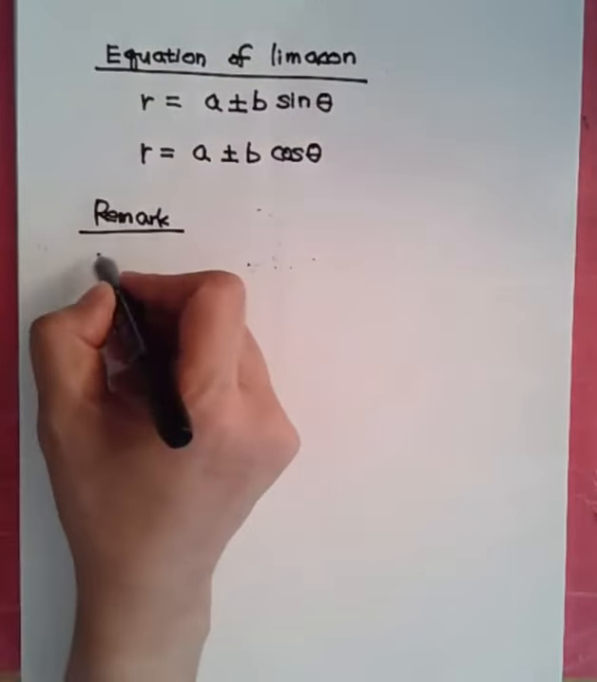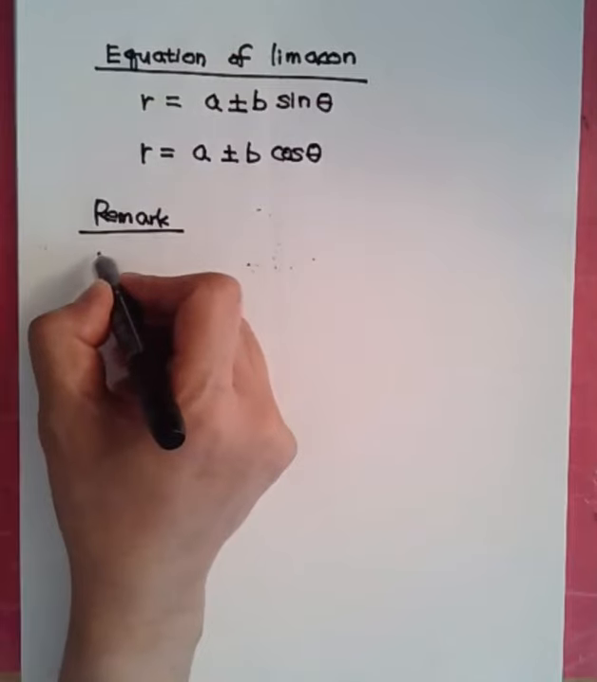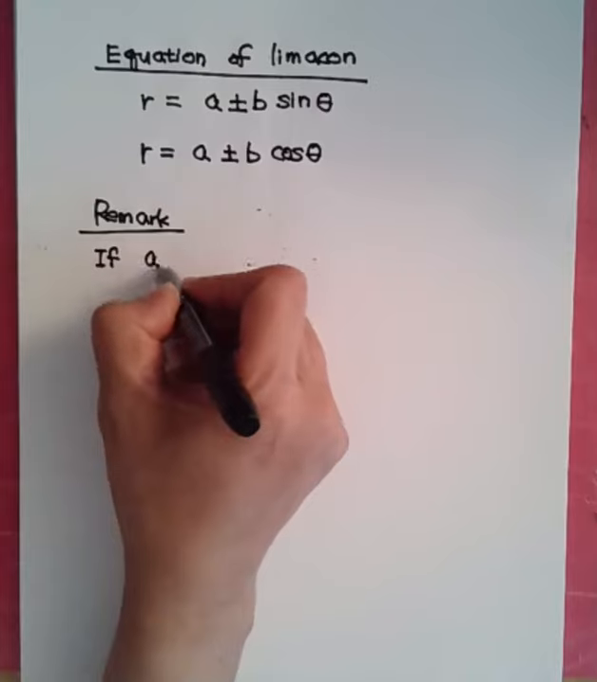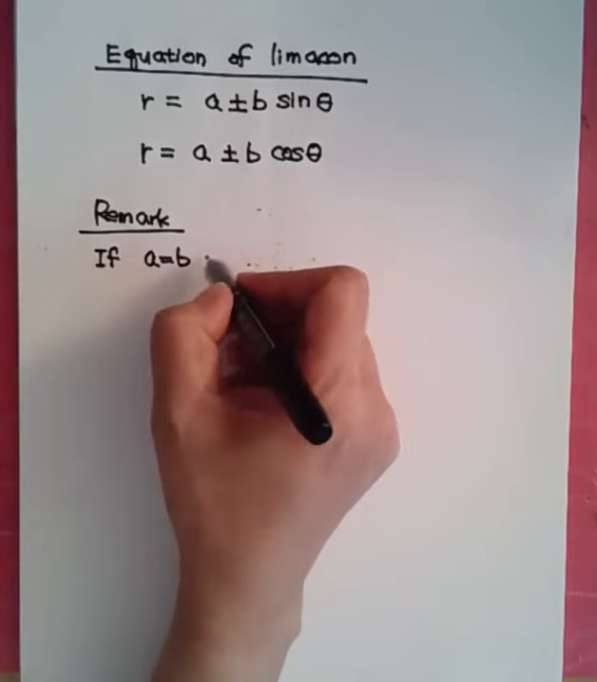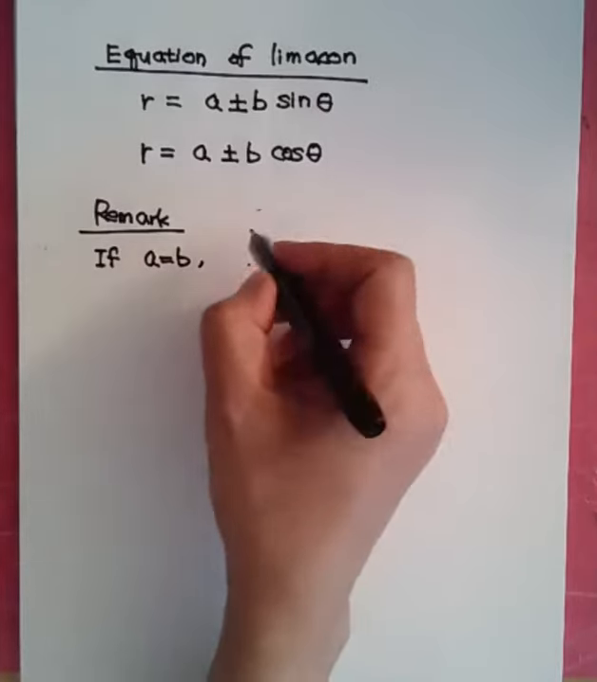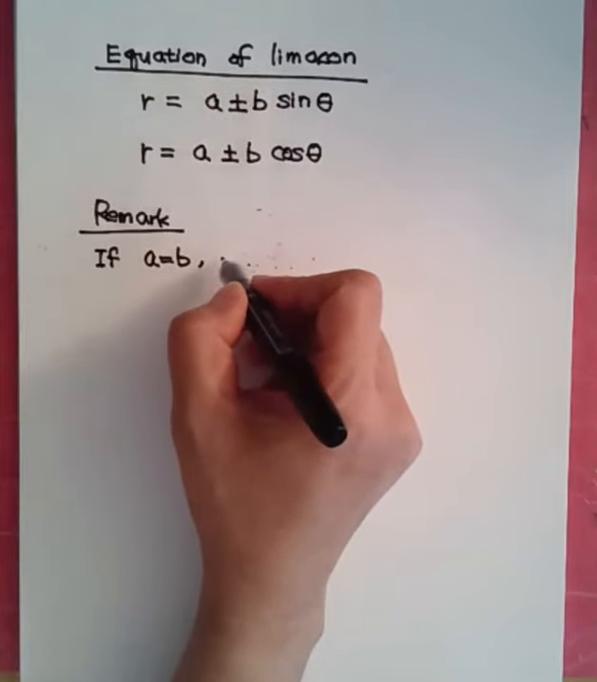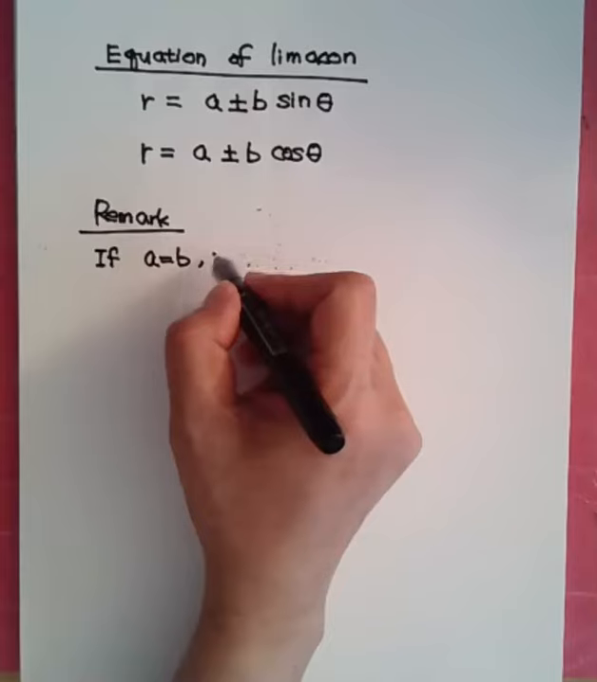In the first example, we learned about the special case of the Limacon. When these values are the same, those are called cardioids.